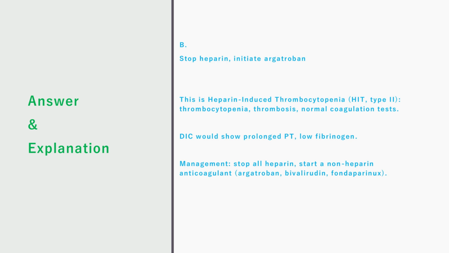Explanation: this is heparin-induced thrombocytopenia, HIT, type 2, as manifested by thrombocytopenia, thrombosis, and normal coagulation tests. DIC would show prolonged PT, APTT, and low fibrinogen. Management: stop all heparin, start a non-heparin anticoagulant like argatroban, bivalirudin, or fondaparinux.